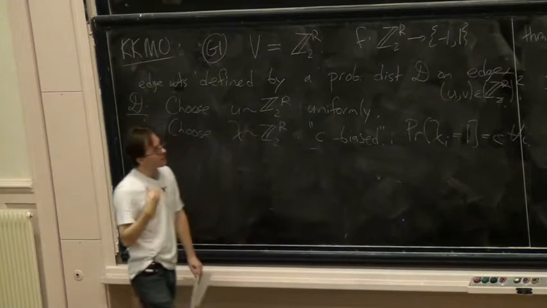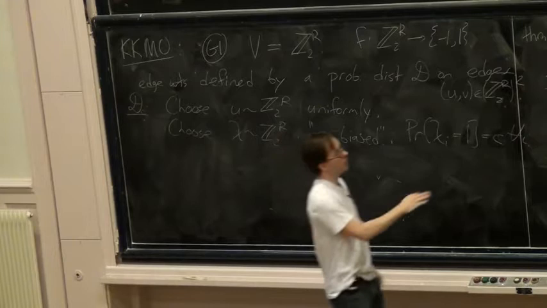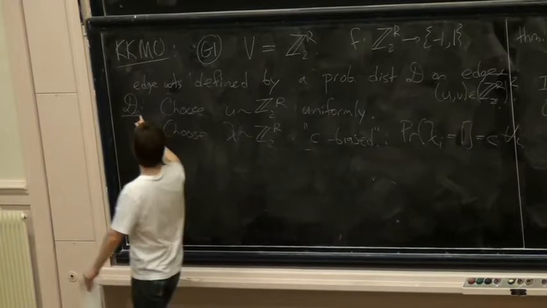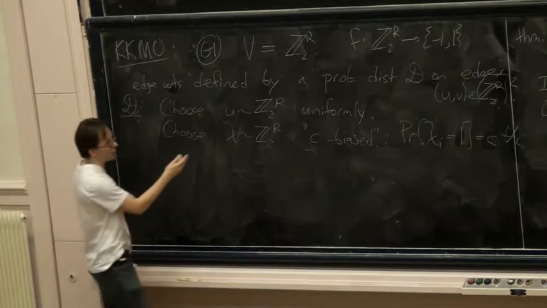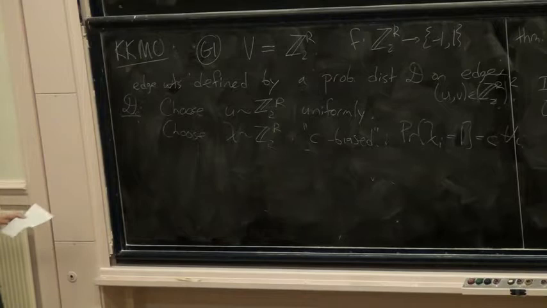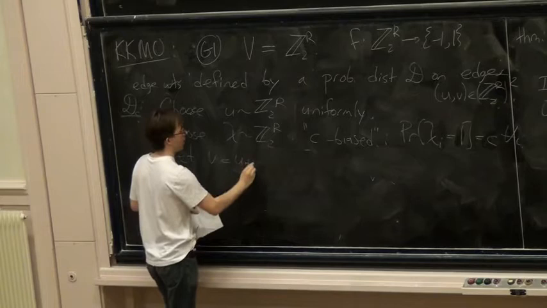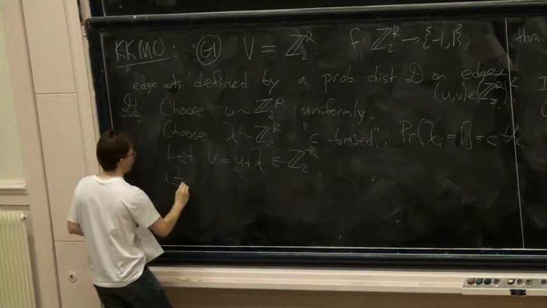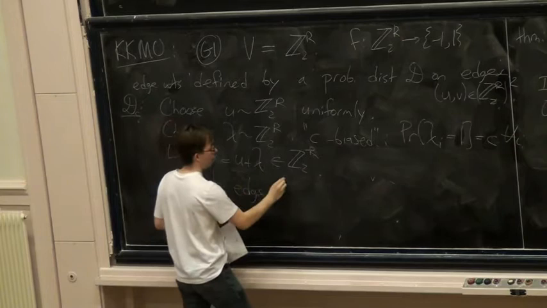I should say here that c is a parameter of the distribution. So we're actually proving many theorems, one for each number c. So we're going to actually have many gadgets, one for each number c. So it's a parameter of the gadget. Okay. So actually, as before lambda only had a very small number of 1s. But actually here, you should think of c as a number like maybe 0.9. So actually, this lambda will have many 1s. 0.9 of them would be 1. OK. So next, we'll just let v be u plus lambda, which is in Z2 to the R. And we'll finally generate the edge uv.